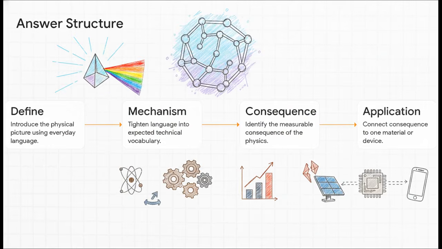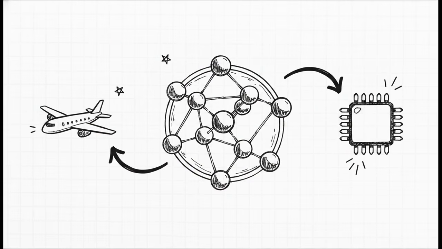If you construct your exam paragraph following these 4 precise stages, you demonstrate a deep, unshakable mastery of crystal structures. First, define the physical picture in everyday language. Second, describe the microscopic mechanism using technical vocabulary. Third, identify what measurable consequence this has, like, say, changes in energy or structural integrity. And finally, connect it to reality. A disciplined paragraph connecting cause and effect is always going to outscore a scattered list of memorized facts.